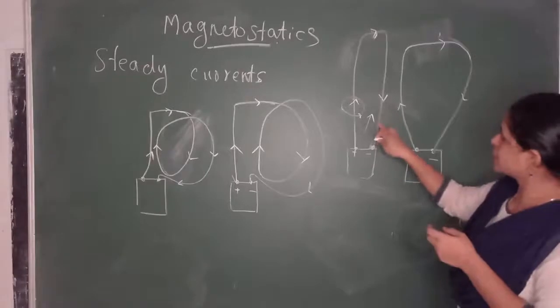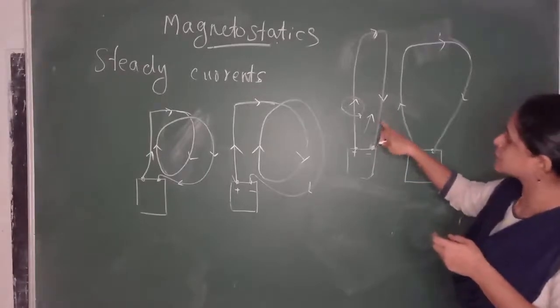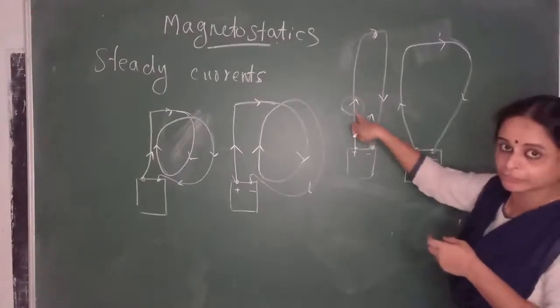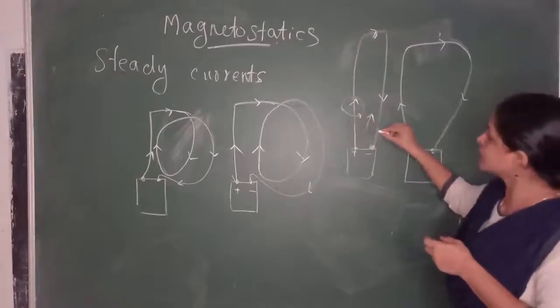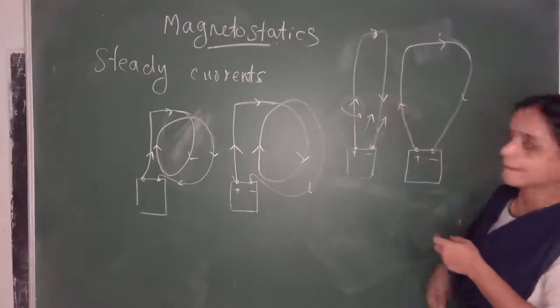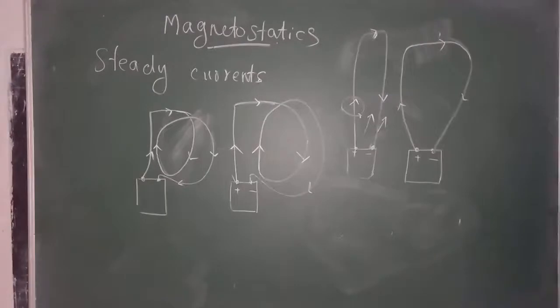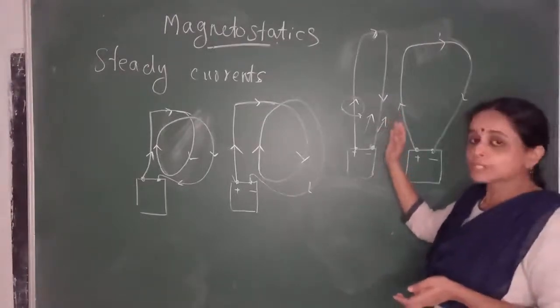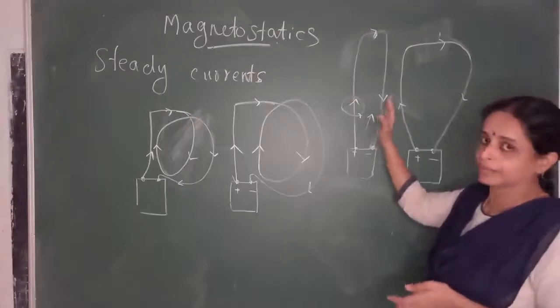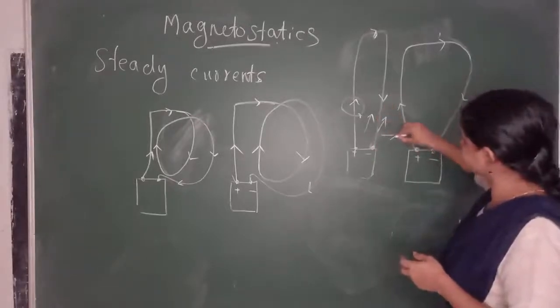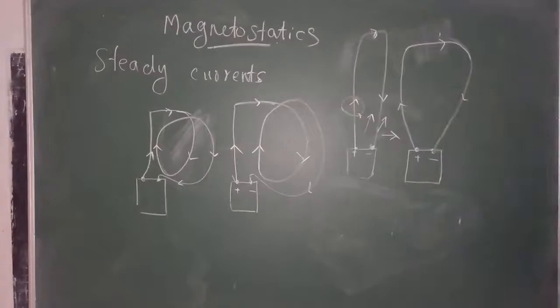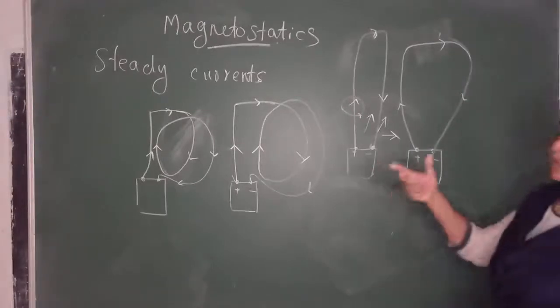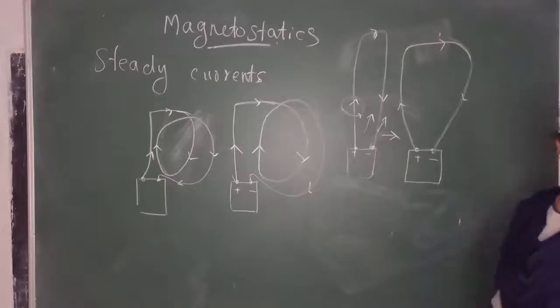So this wire is in the magnetic field of the first wire. So the field here is into the page. When the field is into the page, then the force acting on this wire is in this direction. How does it happen? You can use the right hand rule here.